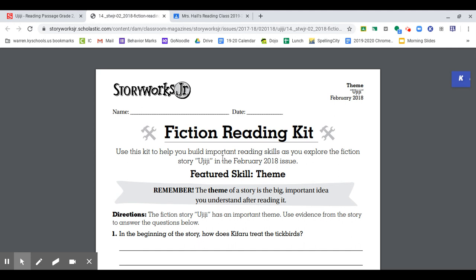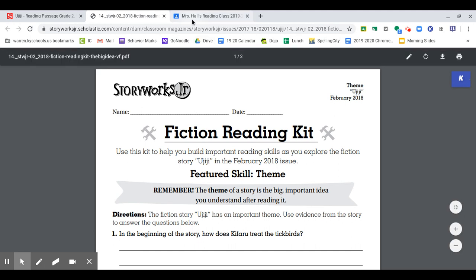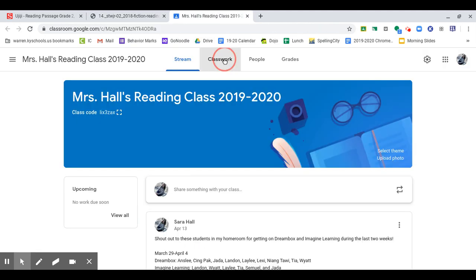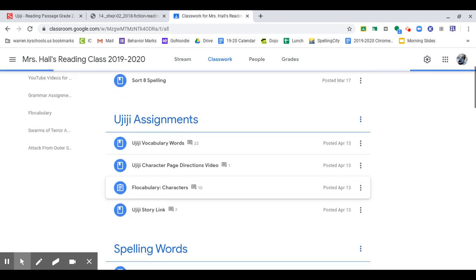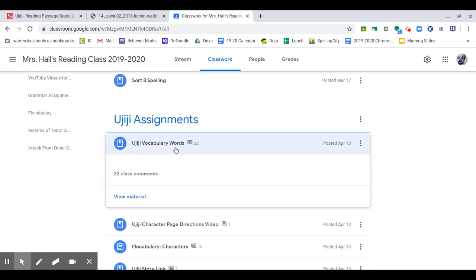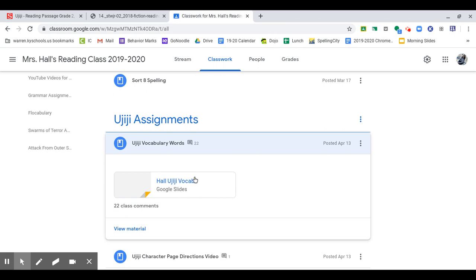Don't forget to do your vocabulary words. So in our classwork tab, I have underneath our Ujiji assignments, our vocabulary words. There is a Google Slides here. And if you open that, you'll have a video of me doing the gestures for each of those words. And then at the end, all of them together. So be sure to practice those. We'll try to do another Flipgrid activity this week.